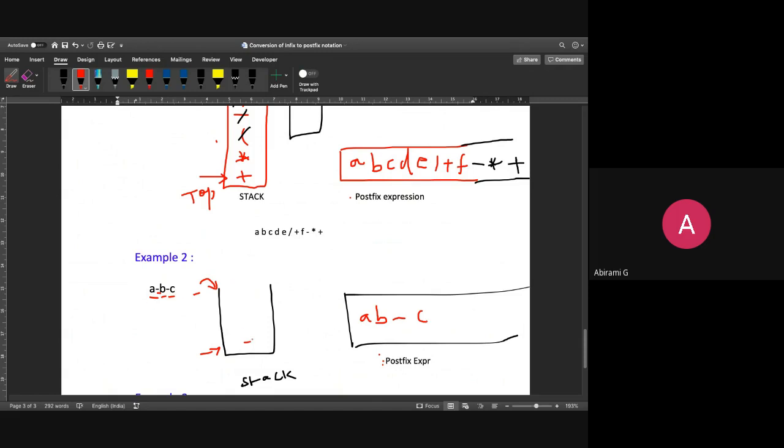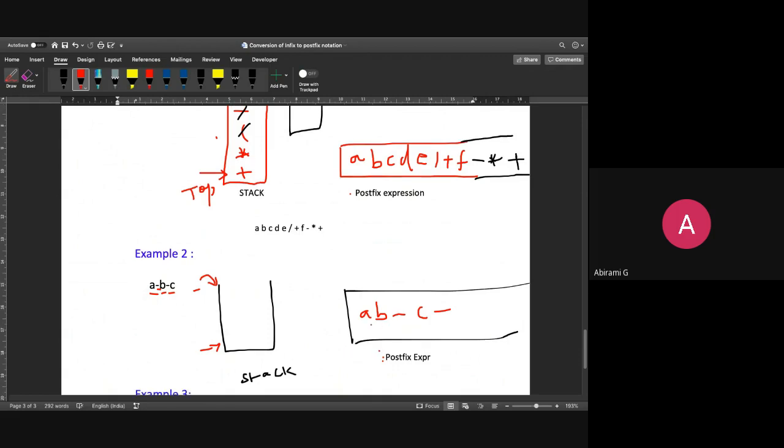So now what do we have to do? We have to empty the stack. Emptying the stack means popping out all the operators present in the stack and placing them into the postfix expression. So place minus here. Now the postfix expression for A minus B minus C is AB minus C minus.